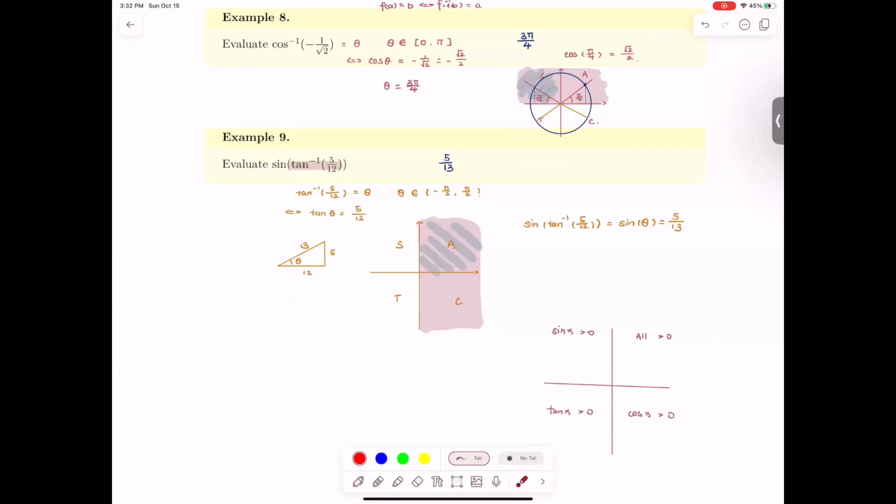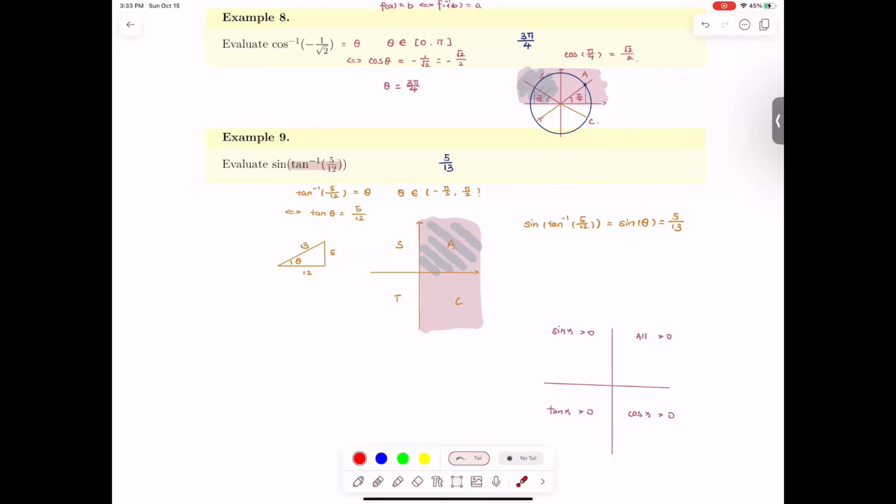Okay? So that means that in this quadrant, only sine x is greater than 0. Tangent and cosine will be less than 0. This means only tangent is greater than 0. Sine and cosine will be less than 0. That means cosine x is greater than 0. Sine and tangent are less than 0. Does that make sense? So each of the letters stands for something.